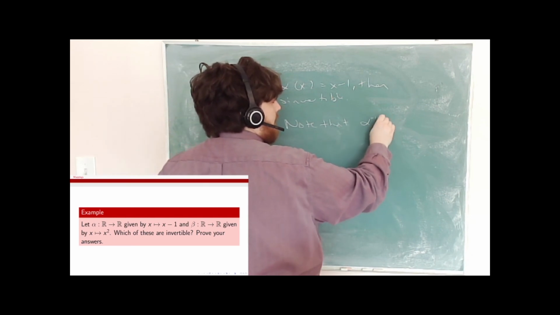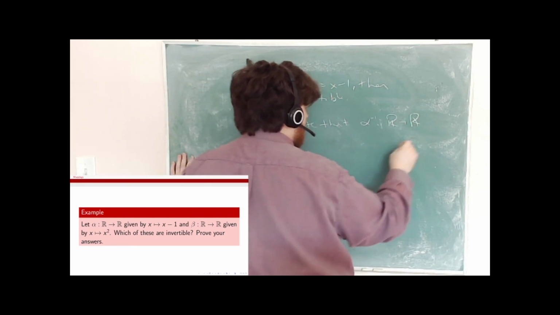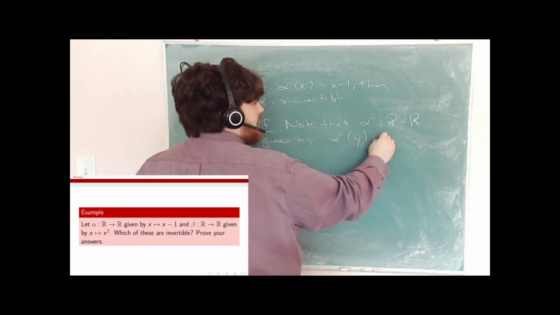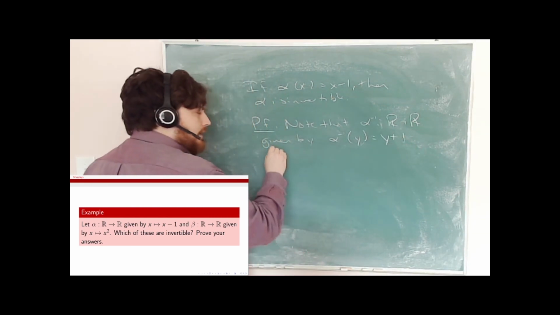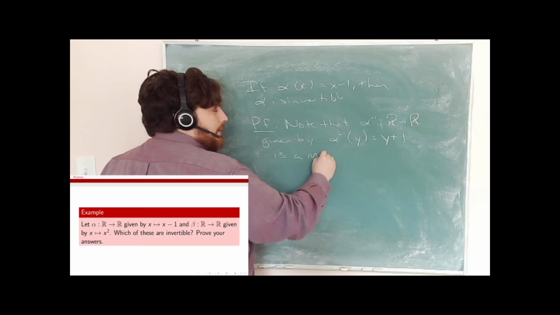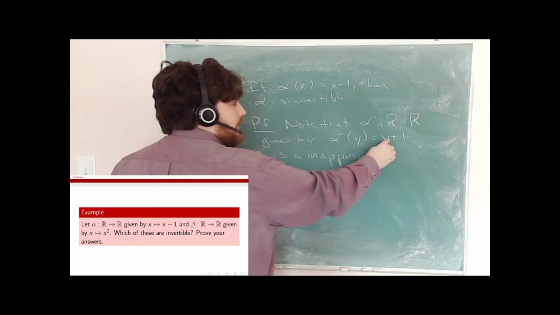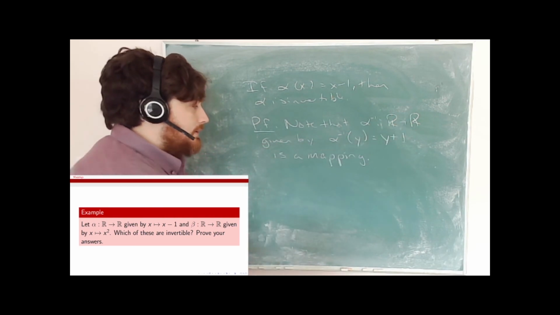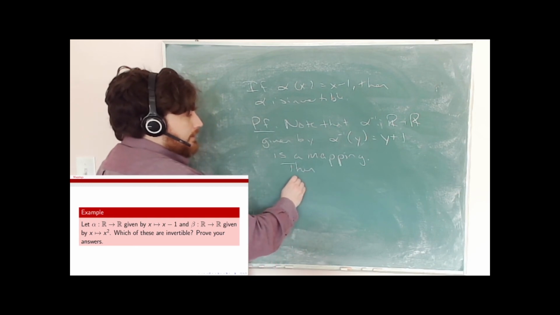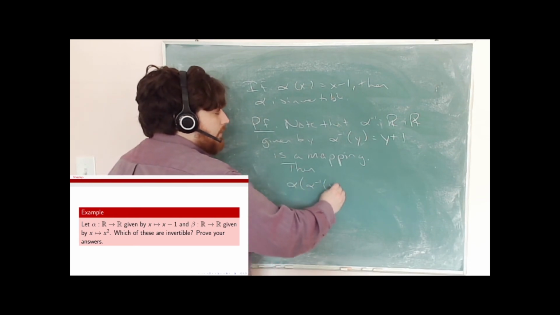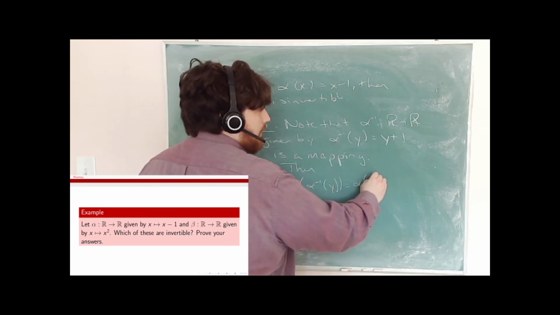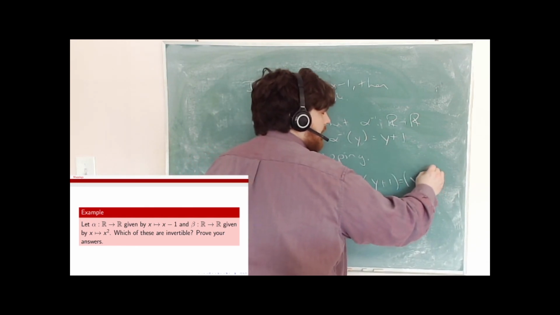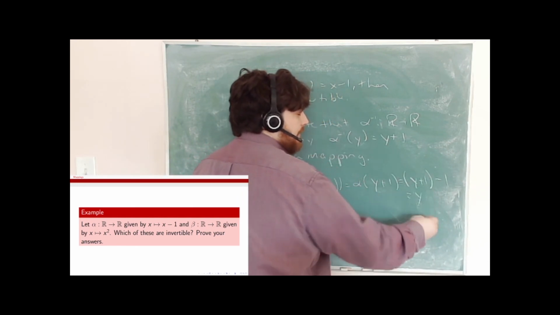Note that alpha inverse from R to R given by alpha inverse of y is equal to y plus 1 is a well-defined mapping. That is, for each input, I get out exactly one output. I start with a real number, I end with a real number. Then, what I get is that alpha of alpha inverse of y is equal to alpha of y plus 1 is equal to y plus 1 minus 1 is equal to y.